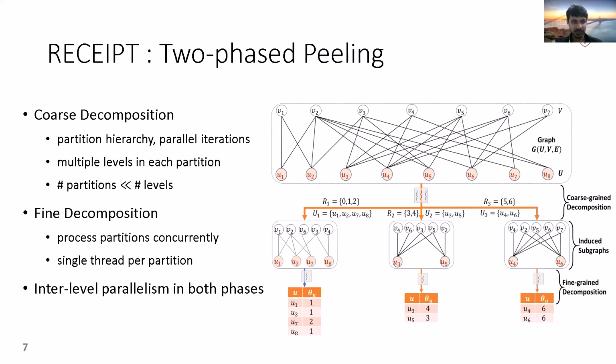Now, the first phase, which is coarse decomposition, which partitions the hierarchy, does so with very few iterations because it is creating very few partitions as compared to the number of actual levels in the hierarchy. So it requires very few iterations and very little synchronization. And in the second phase, each of these partitions are completely independent and processed concurrently. So the threads don't actually need any global synchronization for this particular process. So overall, we can do this entire decomposition with very little synchronization and also exploit the parallelism across the levels in both phases.